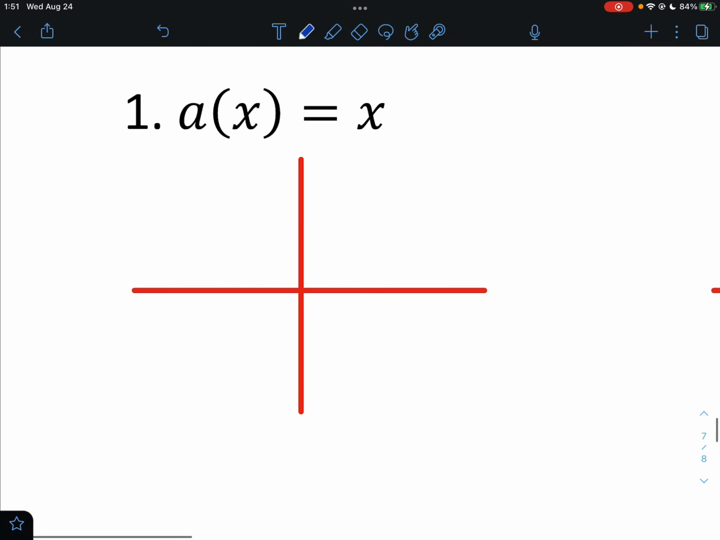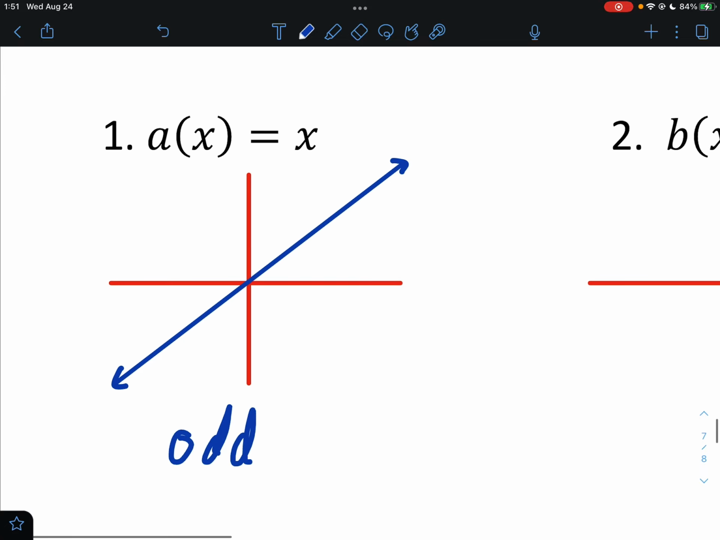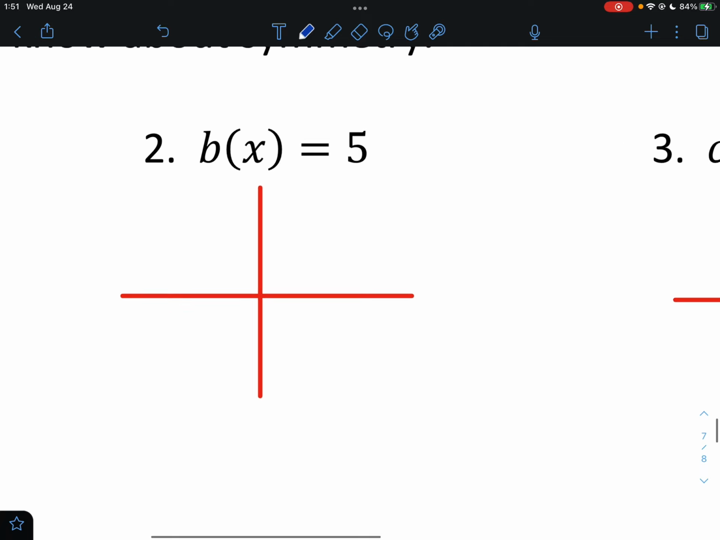All right, so let's take a look at our first function. The line y equals x, it's going to look like this. We should know this by now. Is there symmetry across the y-axis? There is not. Is there symmetry about the origin? There is. So this one is an odd function. Okay, y equals x. Now, if we were to shift that up or down or left or right, then there would not be symmetry about the origin. But since it's just y equals x, that one is symmetric.